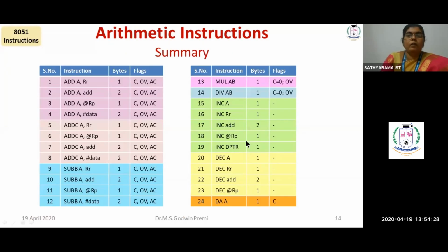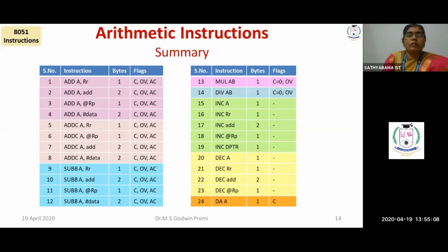Just to have a look, the arithmetic instructions summary. The first ADD mnemonic, we can see all the math flags: carry, overflow flag OV, auxiliary carry. All the flags are affected. In the same way, ADDC, all the math flags, then SUBB, all the math flags are affected. But coming to multiplication and division instruction, only overflow flag is affected and carry flag is set to 0. For all other incrementing and decrementing, no flags are affected. Coming to decimal adjust, only the carry flag is affected.